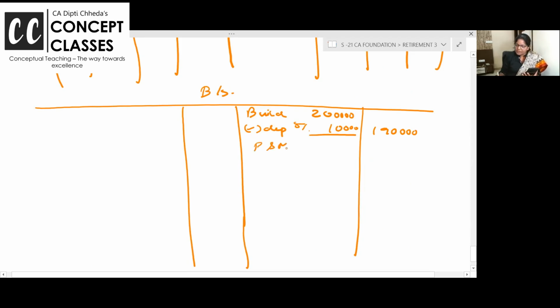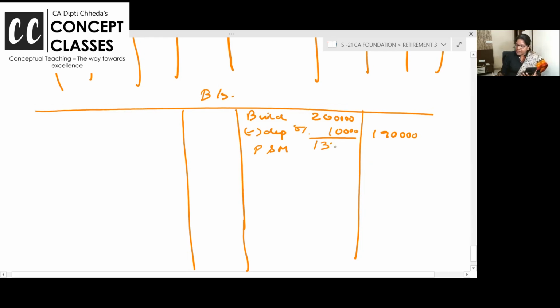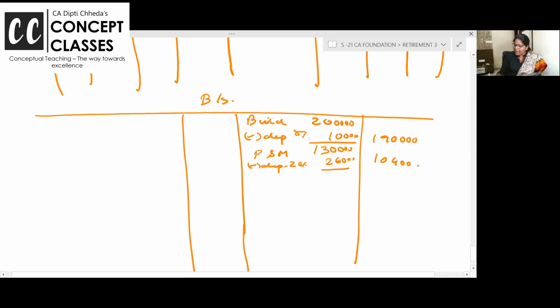Plant and machinery 1,30,000 है. Depreciate 20%. Plant and machinery को 20% से depreciate करो. 26,000. 130 minus 26, 1,04,000. Are you all with me?